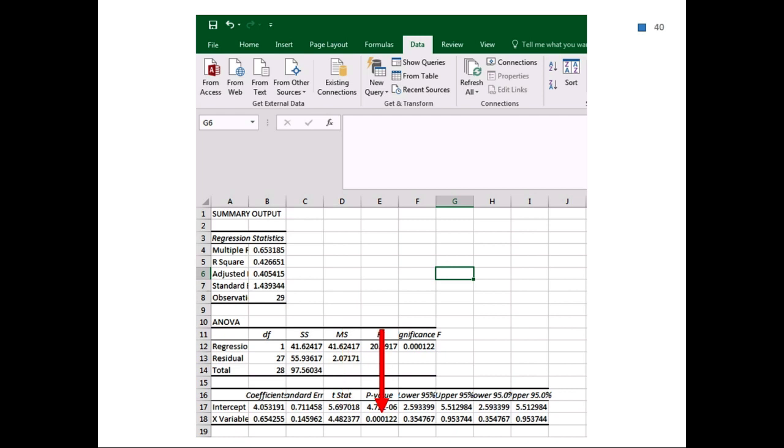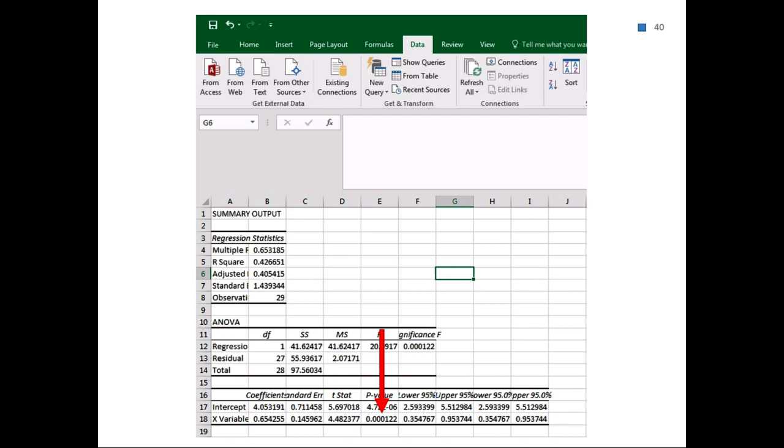Next is our p-value, and this is extremely important. This is our p-value for the predictive ability of job satisfaction predicting job performance. And in this example, it's 0.0001. So is this statistically significant? Hopefully you said yes. This is statistically significant because the p-value is less than 0.05.